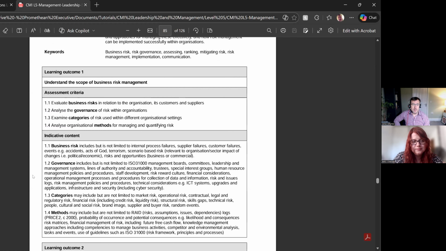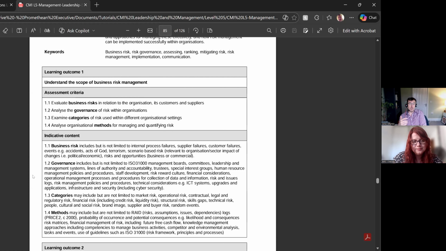First question is to evaluate business risks in relation to the organization, its customers, and suppliers. We're going to advise you throughout your assignment writing to break your answers down to three component parts. The first is to make any key definitions that are required in the question, so to clarify what we mean by key terms and key definitions. The second is to meet the command verb, which is the first word or two in the question. So here you'll see we've got evaluate, analyse, examine, and analyse. So we've got some different command verbs in there which we need to answer differently.